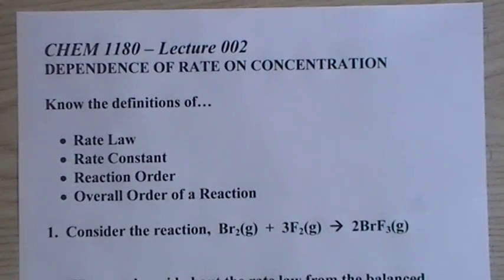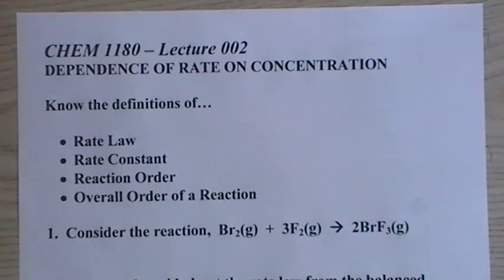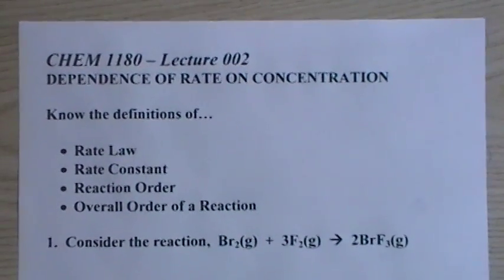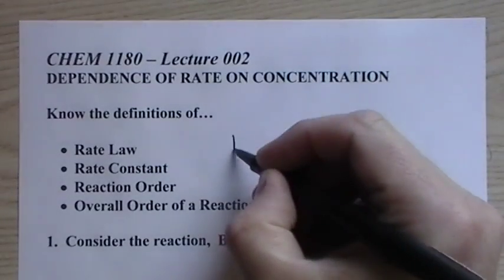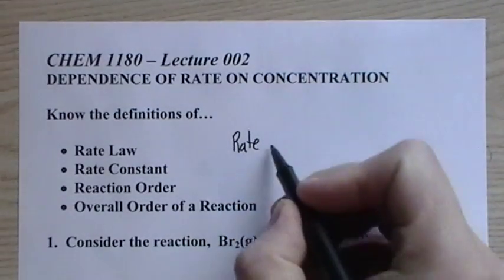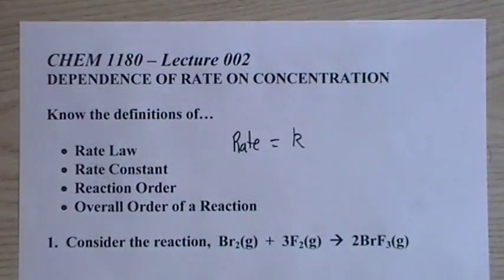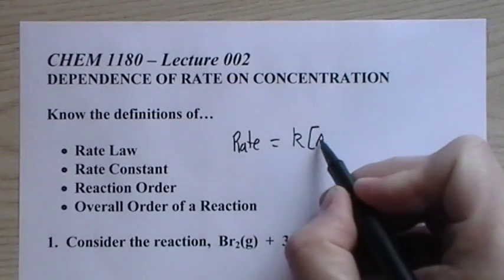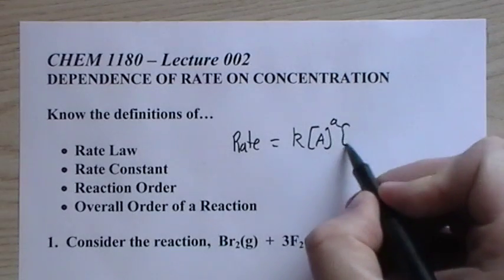Okay, now we're going to be dealing with, for lecture 2, the dependence of rate on concentration. And here's some terms you should know. Now the top one is going to be really important. The rate law is the rate, or the rate is equal to K, and then, let me write them all out.